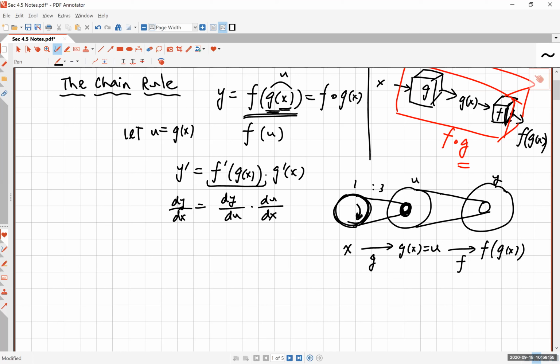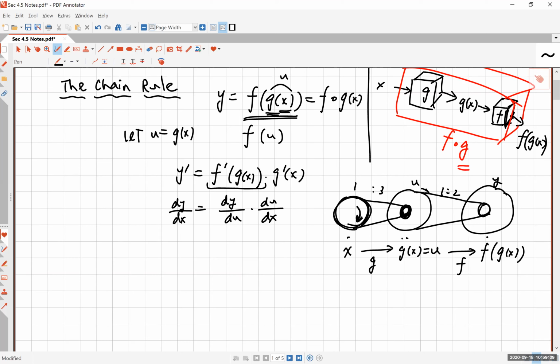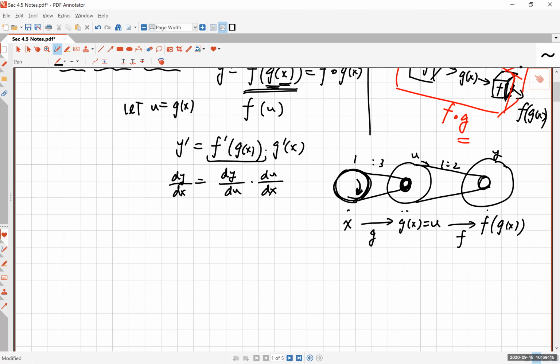Let's say the ratio between the second and the third is 1 to 2. So every time you turn u once, then y goes around twice. Get the picture here? So the ratio between this and this is 1 to 3, and then this to this is 1 to 2. Okay, so here is the question that you probably are aware that I'm about to ask you. What happens to y if I turn this x once?